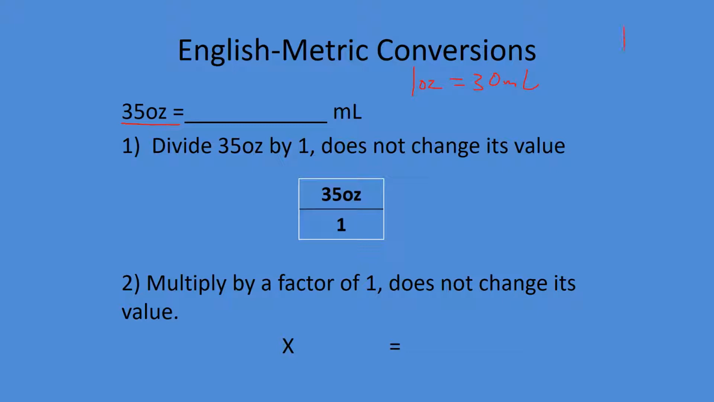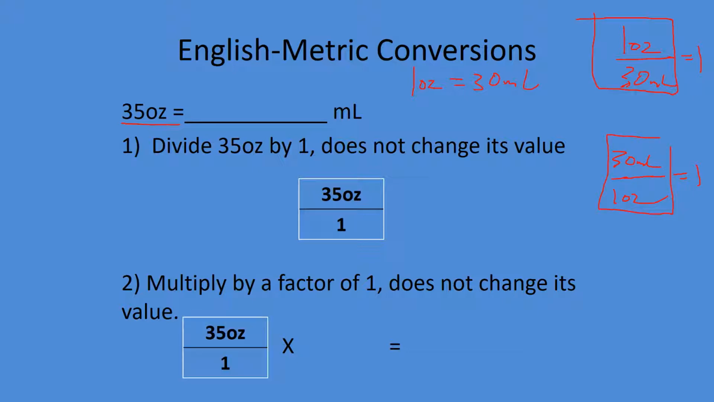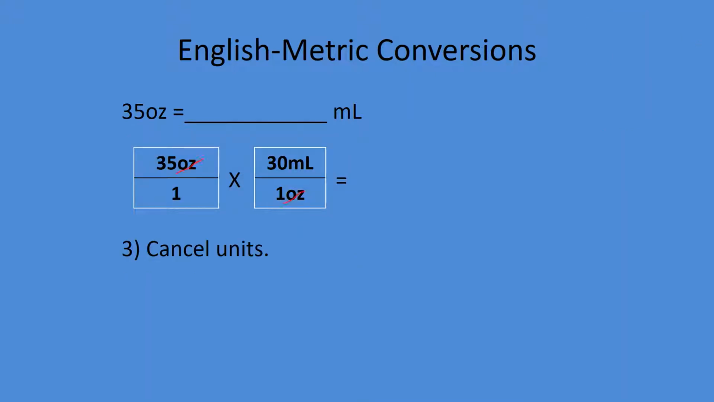So I got 2 choices. I got 1 ounce over 30 mLs. That's going to equal 1. Or I have 30 mLs over 1 ounce equals 1. So we're going to have to figure out which form we want to use. So based on the setup, we want ounces at the bottom. So it looks like this one will win out. So we'll then cancel out the units and we do our math.